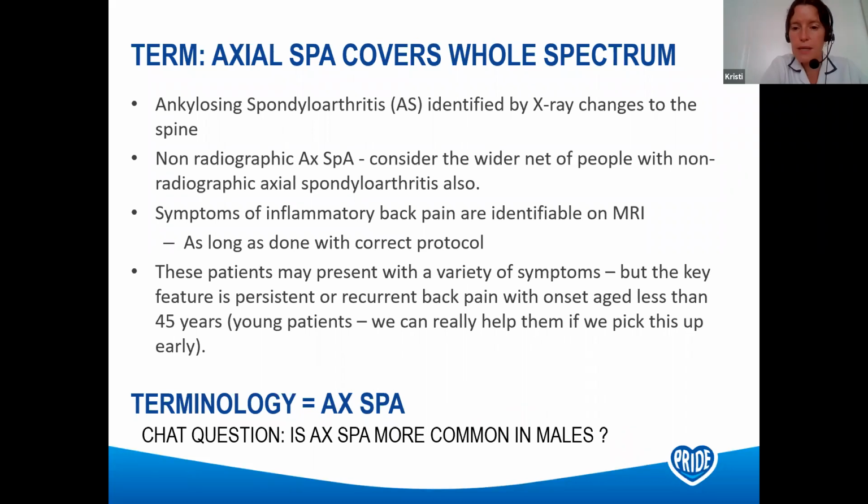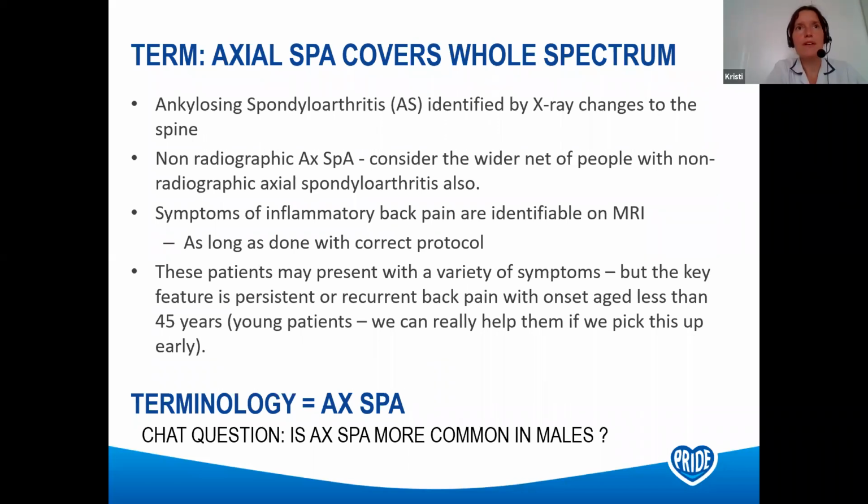So patients present with a variety of symptoms, but the key feature for them is persistent or recurrent back pain with an onset less than 45, but this is really a young person's onset. So don't think of this for someone in their 70s or 80s. We really don't want to be seeing these people referred in to rheumatology, because we maybe missed the boat with them. Obviously if you've got questions, then come to us, but it's really a disease of the young. So it's back pain in the young population. That in itself is a red flag. So think young patients.